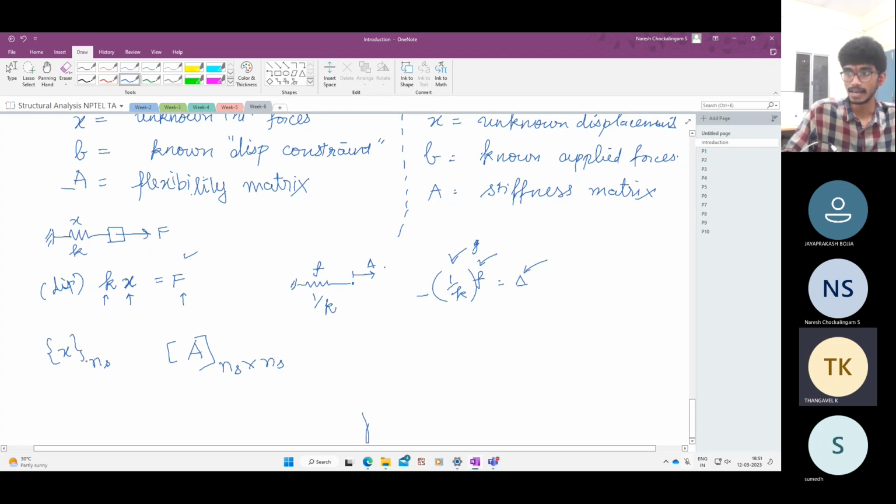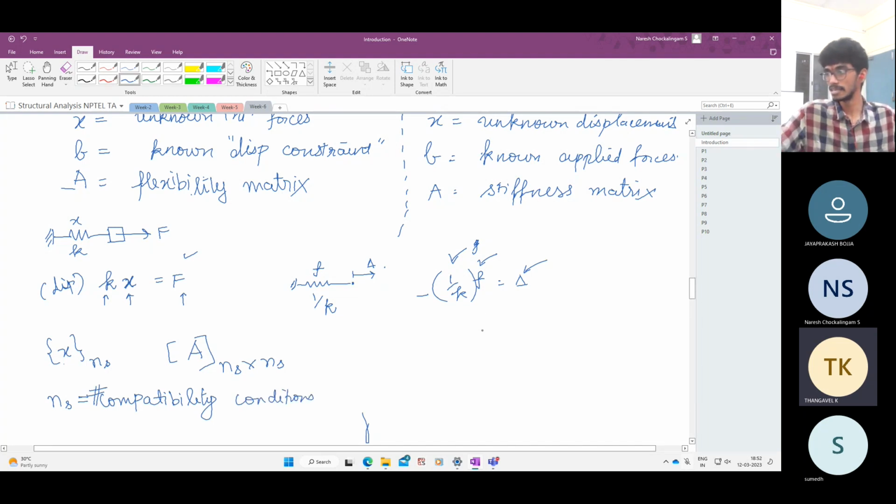If you have NS unknowns, if the static indeterminacy is equal to NS, then you need NS equations, because only if it is a square system can you solve it. If it is a rectangular system, you can't solve it. You need NS number of compatibility conditions. So NS is equal to the unknown forces, and it is also equal to the number of compatibility conditions that are available.